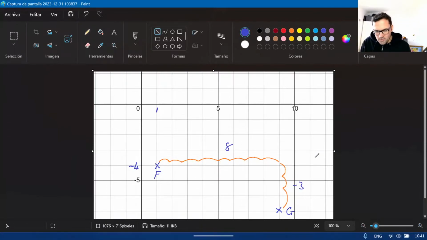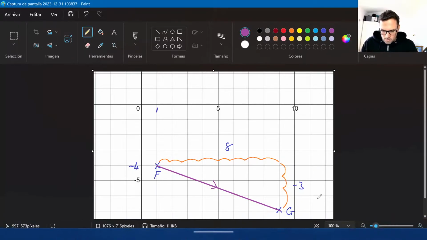Okay, so that was 8 minus 3. And that is what a vector is. It's something that moves in a direction. Okay, like this. That is the vector FG. And put an arrow in there because it's got direction. Right. That's what it means.